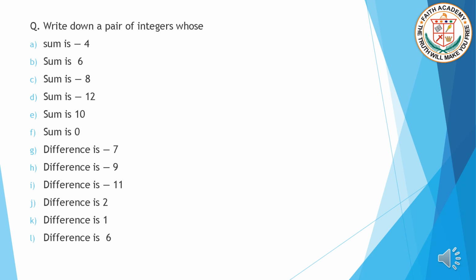I hope, children, that you understood whatever was taught. We had done closure property, associative property, and commutative property. I hope you have finished with the first and the second part, and I hope that you are starting with the third part.